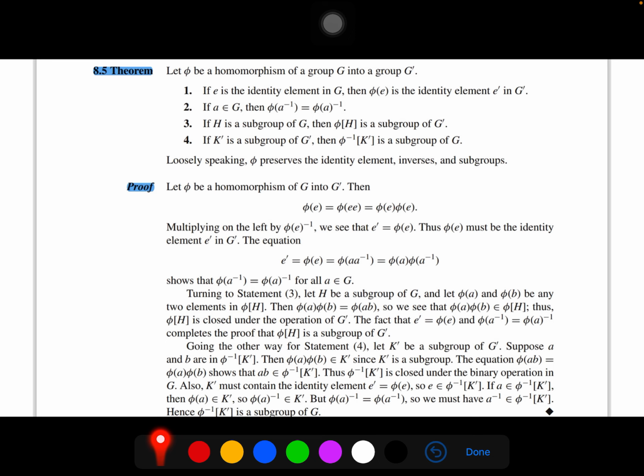Then we see that phi of H. Okay, what is phi of H? This one is the image that we saw just in the previous definition. That will become a subgroup of G prime. Okay, so this is a very interesting property.